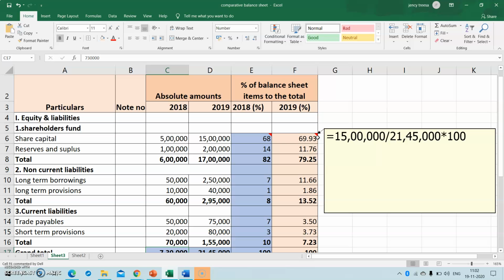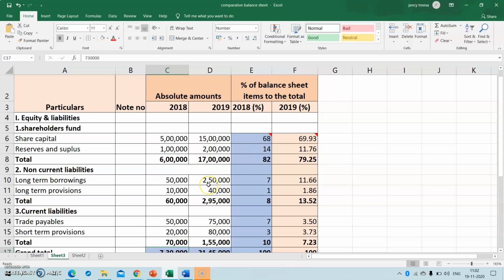So they might have issued more share capital. So it is 69, almost 70%. And now you can look at the debts also, long-term borrowings. So that is the component of debt, no? 7% only. In the second year, it increased to 11.66. So by looking at each year's figures, you can easily comment.